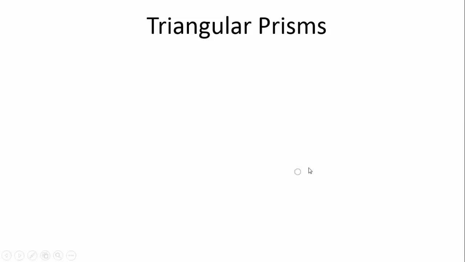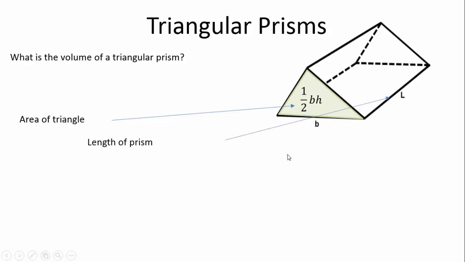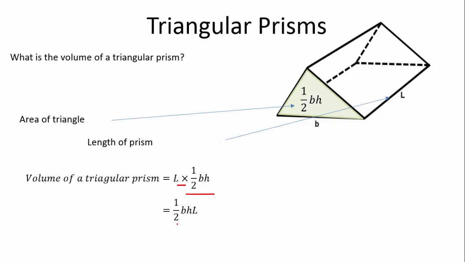That easy. So what is the volume of a triangular prism? We have our shape again. The area of a triangle, right? We're talking about this triangle here. We've just done it, is half base times height. And what is the length of a prism? That is L. So the volume of a triangular prism is as easy as length times a half base times height, which we put as a half base times height times L.